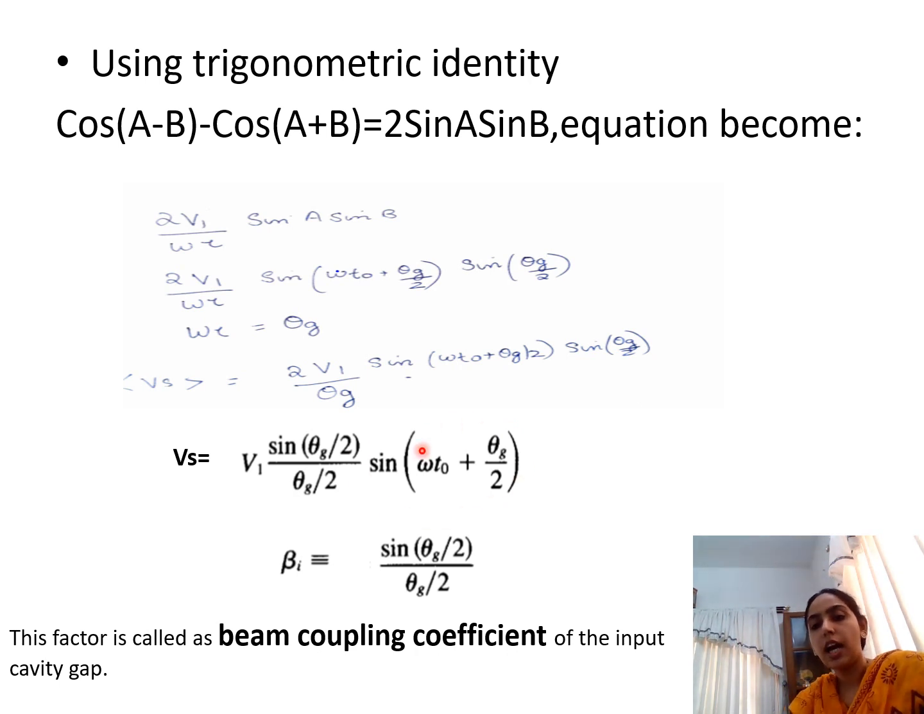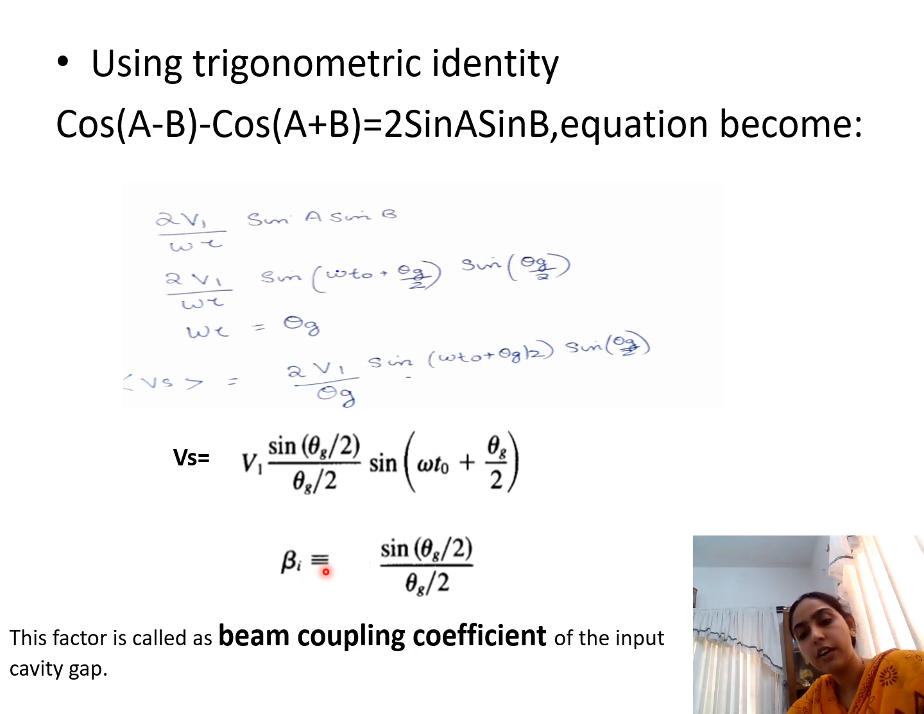Now in a klystron amplifier, we have to take several factors into consideration. One such factor was our bunching parameter. Another factor which we have to consider is the beam coupling coefficient of our input cavity gap, that is our Buncher cavity. There will be a coupling coefficient. This coupling coefficient beta I is denoted by sin theta g by 2 by theta g by 2, where theta g is our gap transit angle. So this factor, sin theta g by 2 by theta g by 2, is nothing but the beam coupling coefficient.